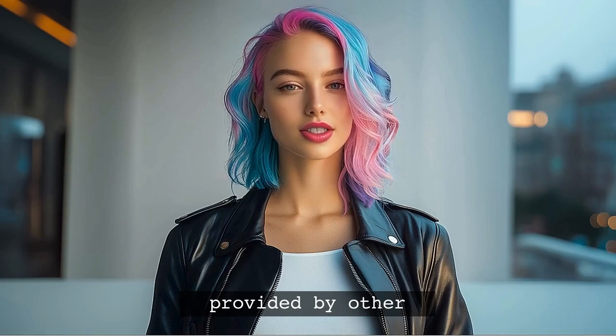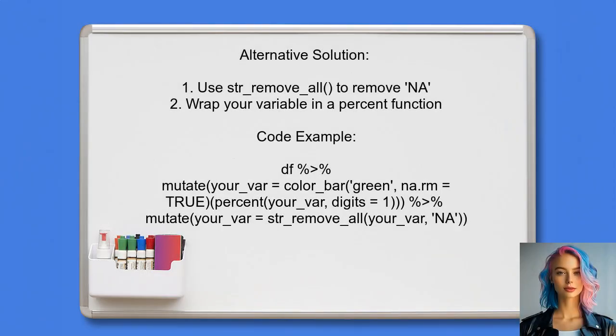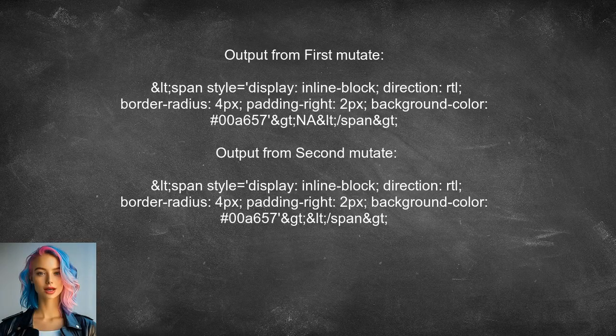Now let's look at the answers provided by other users. Another user offers a different solution using the remove all function. They explain that since color bar produces HTML output as a character, you can remove the string NA directly. However, they caution that this could affect other instances of NA in your HTML. They also suggest wrapping your variable in a percent function to convert it to a percentage before applying color bar. The user provides an example showing the output before and after the second mutate, demonstrating how NA is removed from the HTML output.